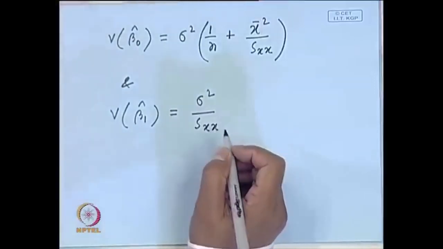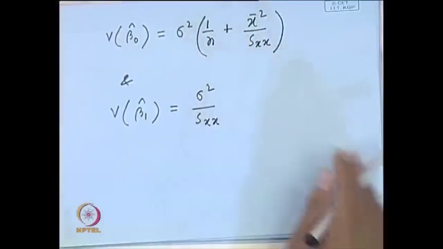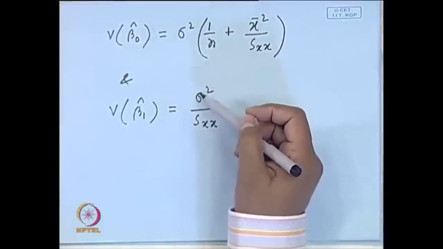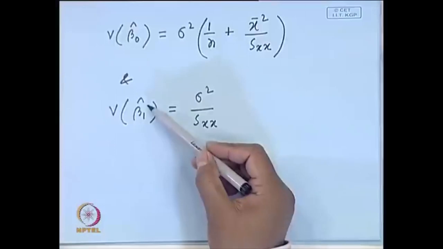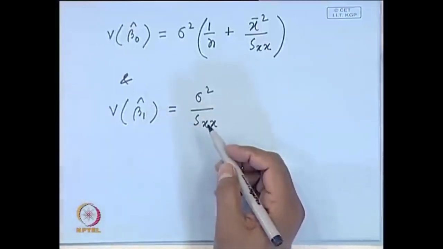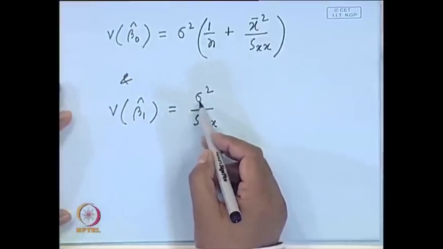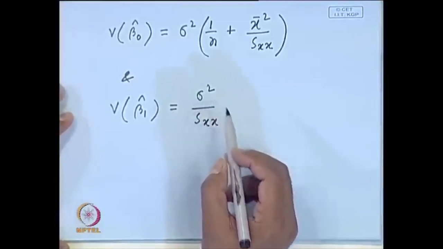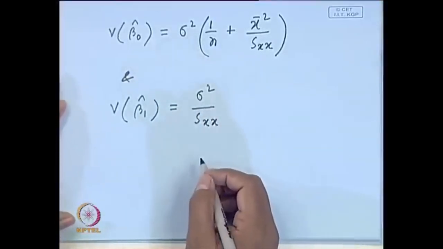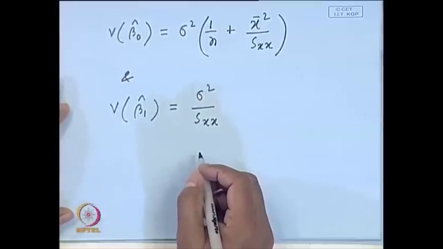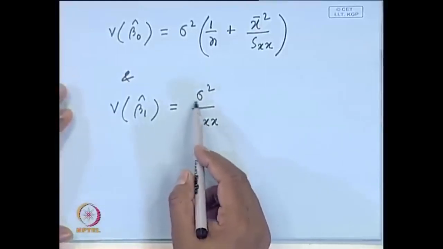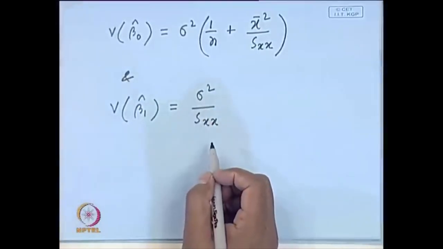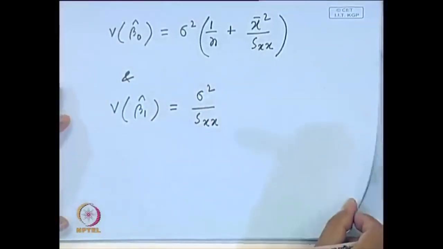So, now see, both the variance formulas, the variance for beta naught hat and beta 1 hat, both involve sigma square. But we do not know the value of sigma square. So, sigma square must be replaced by its estimator. So, we need to estimate the value of sigma square. So, next we talk about the estimation of sigma square, how to estimate sigma square.